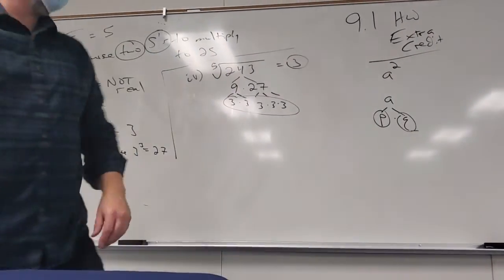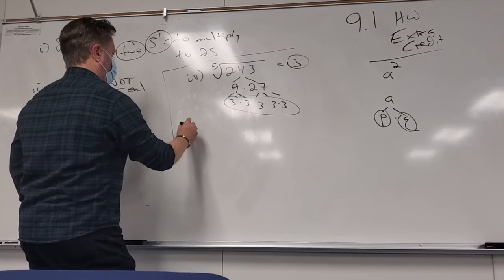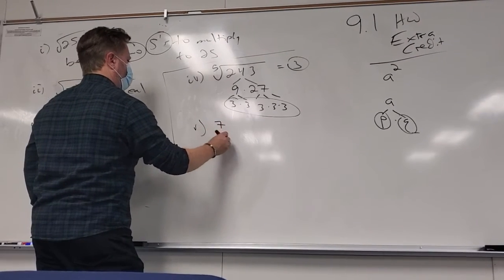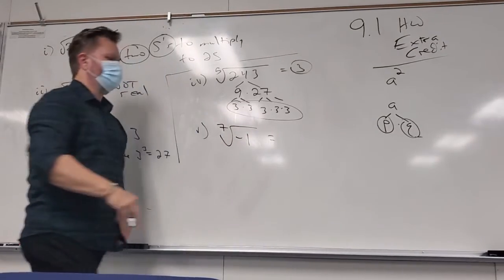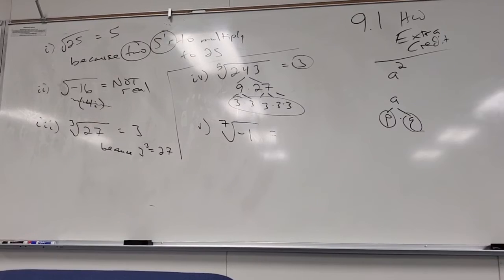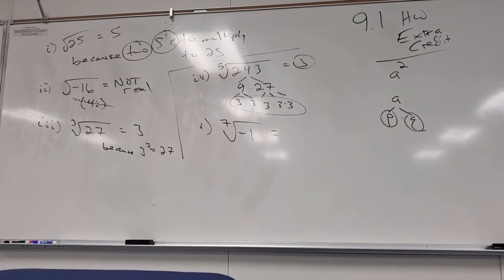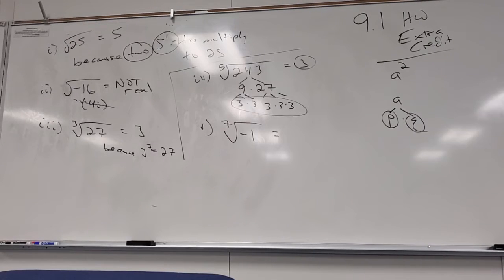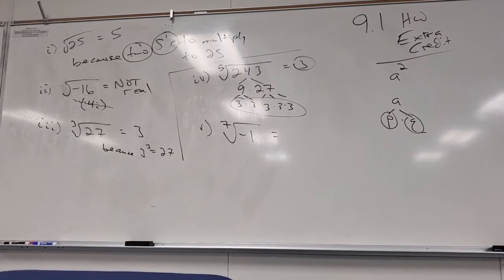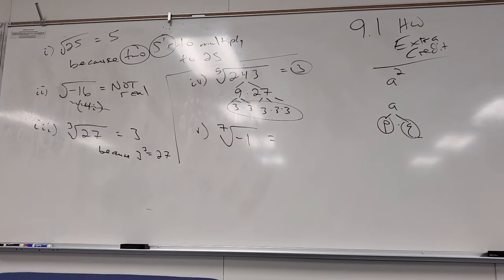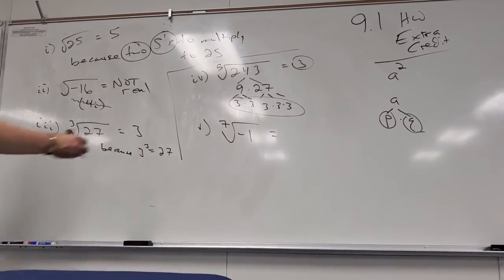What do you guys think about this? What about the 7th root of -1? Oh. Now I'm lost in that one. So what's the question you ask yourself? What does it take 7 of to multiply to be -1? It's -1, right? Because odd numbers.